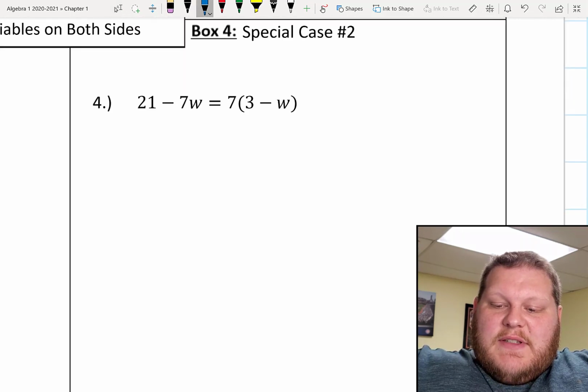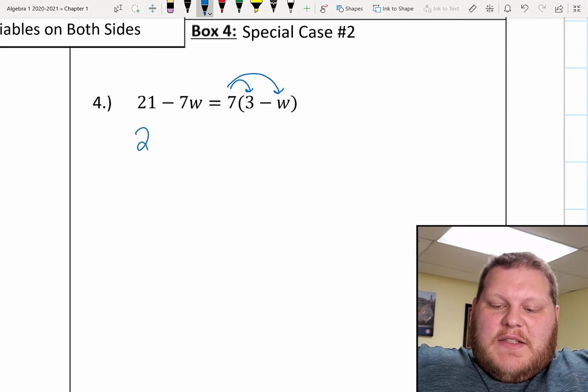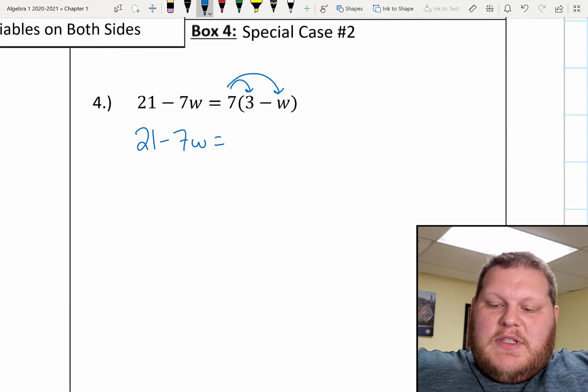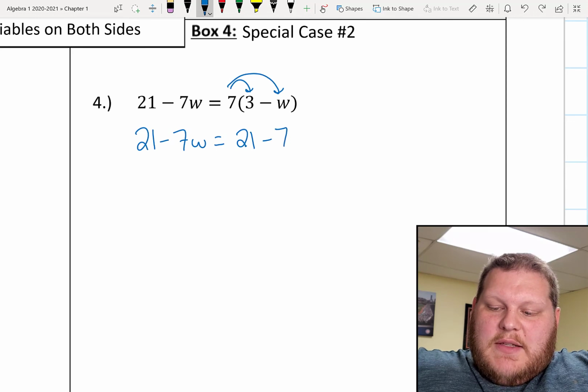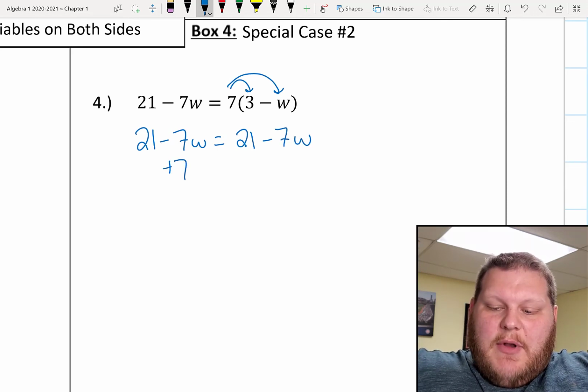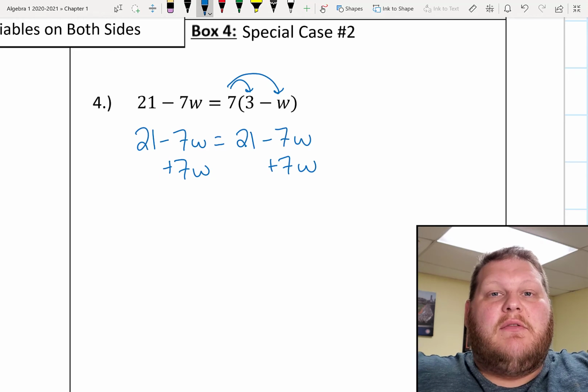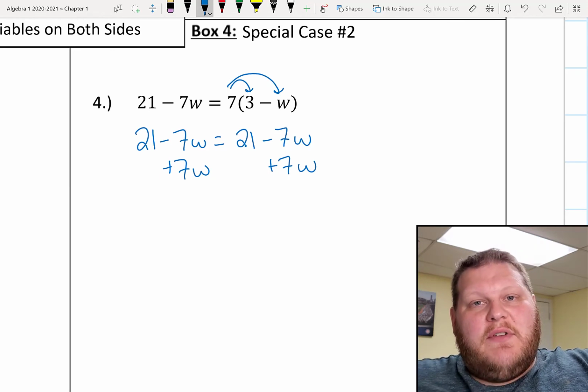I'm still going to start the same way I do every other problem. I'm going to start by simplifying both sides of my equation as far as I can. My left side is already as simple as it gets, 21 minus 7w. 7 times 3 is 21. 7 times negative w is negative 7w. Now I'm going to get my w terms on the same side. I'm going to add 7w to move that over, because again, right now it's a negative 7w, a minus 7w, so the inverse operation would be adding 7w on both sides.